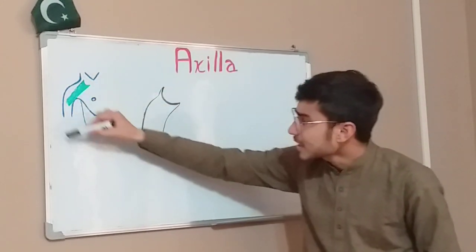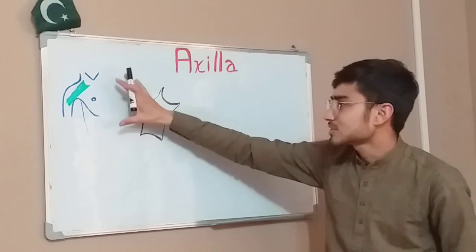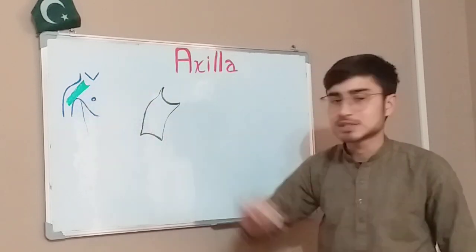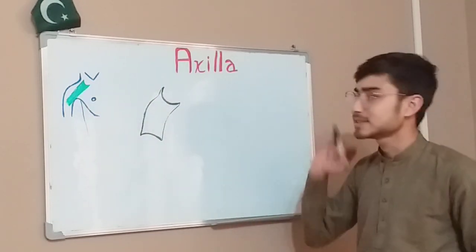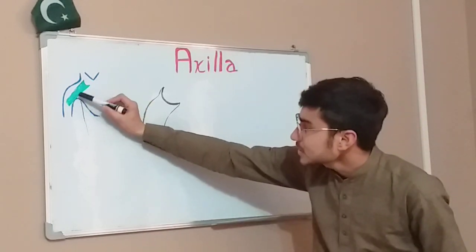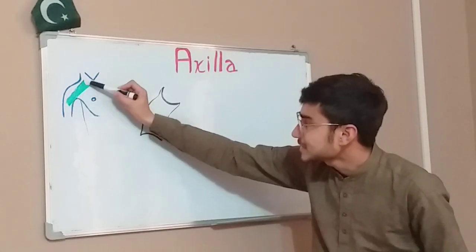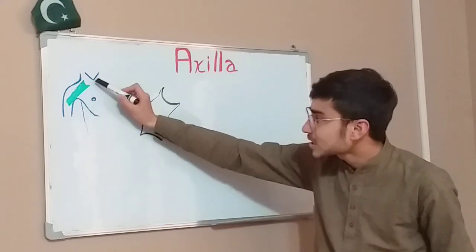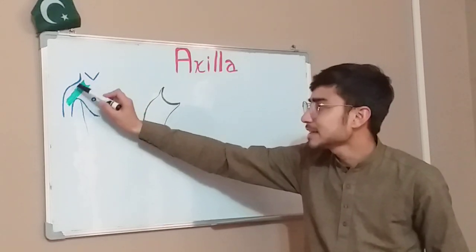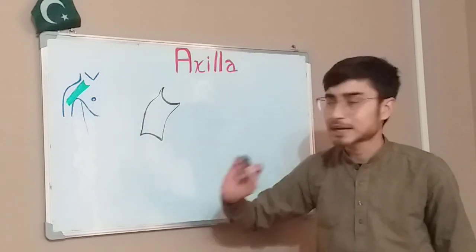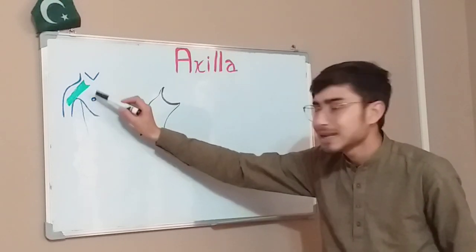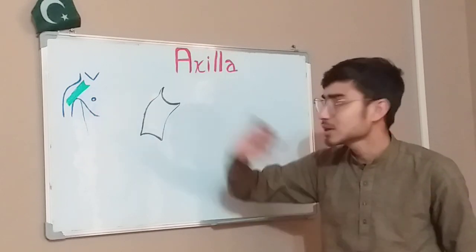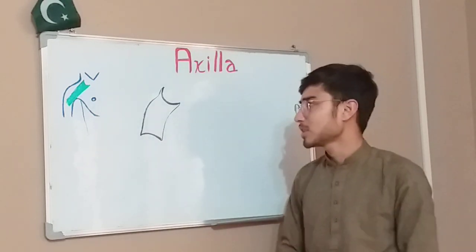As you can see in this picture, this green structure is indicating the axilla, right? This axilla is an area of transition between the upper limb and the cervical region, as well as connecting the upper limb to the lateral thoracic walls, as you can see in this structure, right?